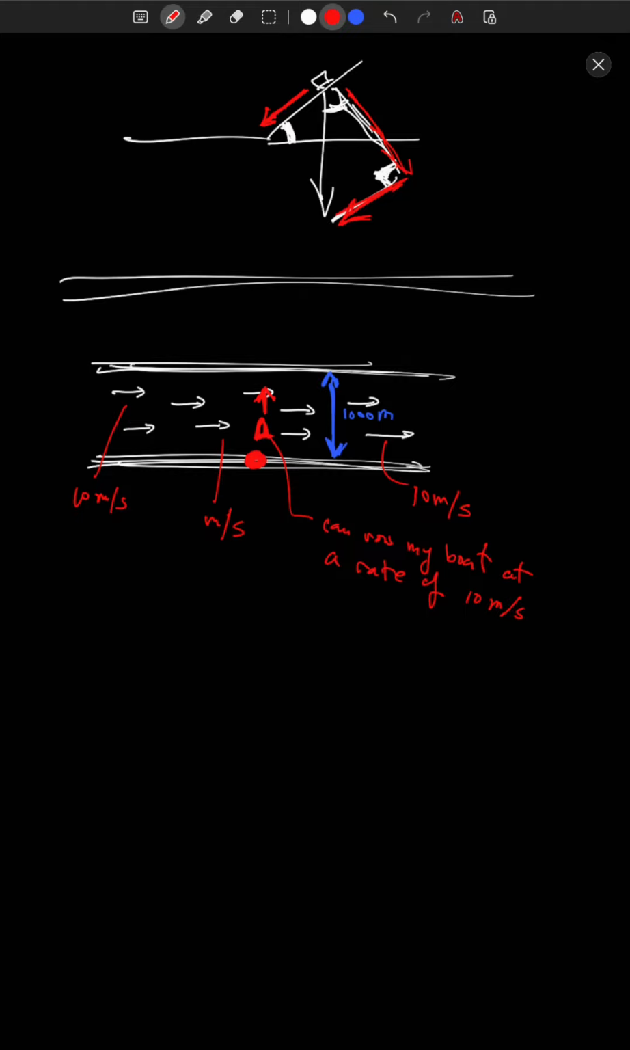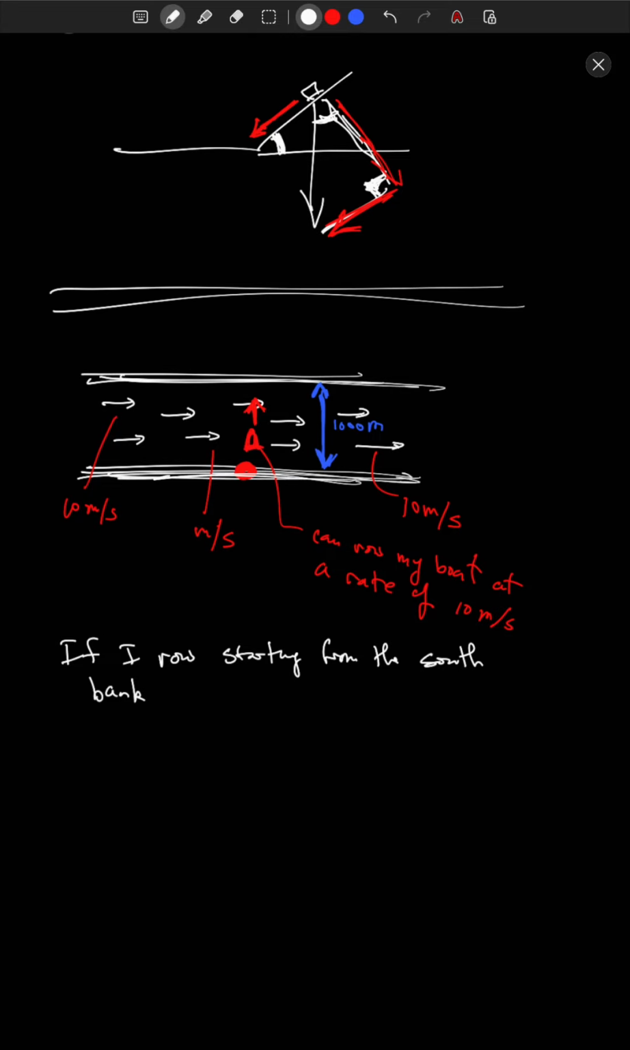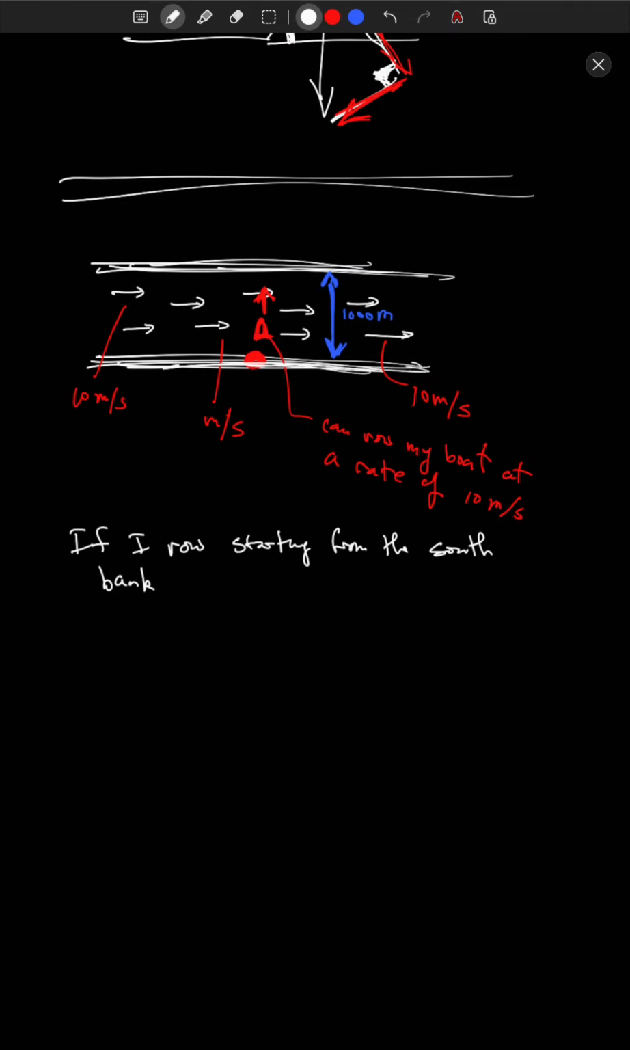Okay, so if I row starting from the south bank, so I guess technically that would be called the right bank of the river, because the river is flowing from west to east. So this side would be the right bank, that side would be the left bank. Anyway, starting from the south bank, south maybe is more descriptive for this particular problem. If I row starting from the south bank due north, right? So I'm rowing directly north. All right, so I'm rowing this way.